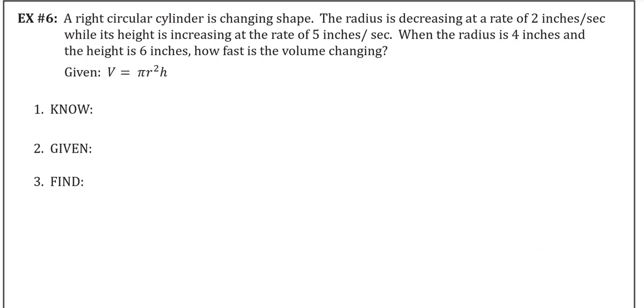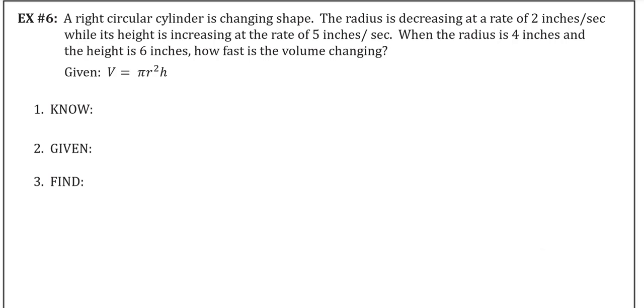So example 6: a right circular cylinder is changing shape. The radius is decreasing at a rate of 2 inches per second, while its height is increasing at a rate of 5 inches per second. When the radius is 4 inches and the height is 6 inches, how fast is the volume changing?